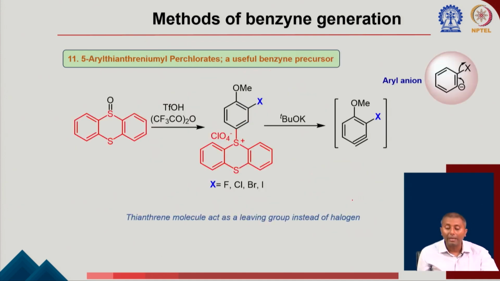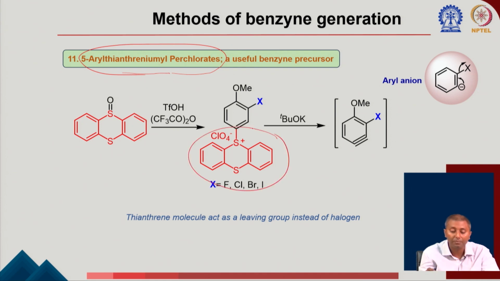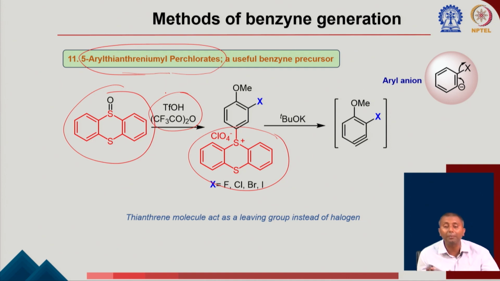various transformations. Another important work here uses the 5-aryl thianthrenium perchlorate. So this type of thianthrenium molecule can act as a leaving group. These are thianthrenium molecules. This thianthrenium molecule can be synthesized starting from this compound, using triflic acid and trifluoroacetic anhydride. If you take any type of aryl compound, it can go for some sort of a Friedel-Crafts reaction, and then it can form this type of compound.